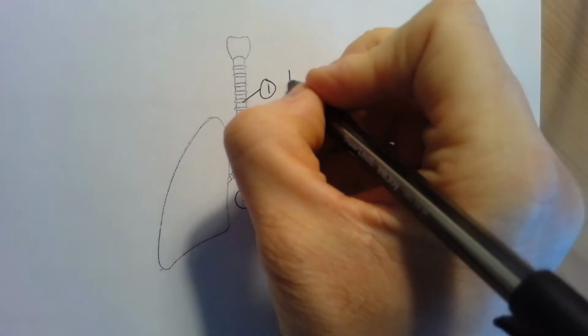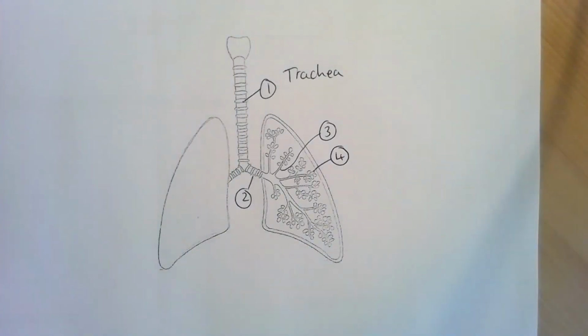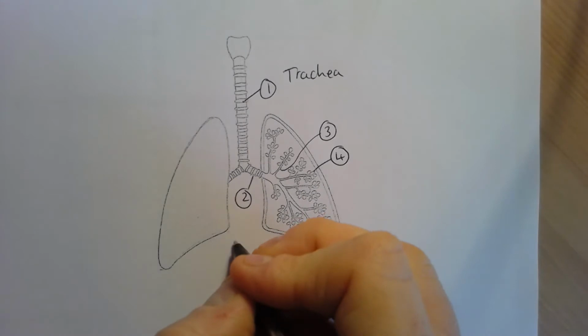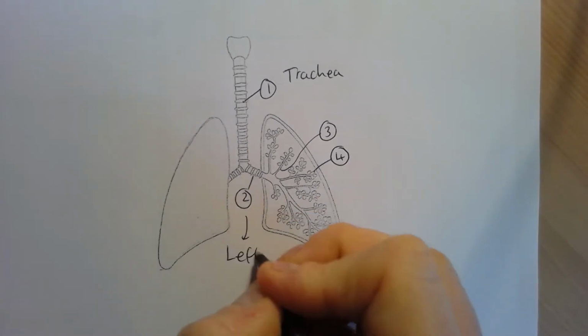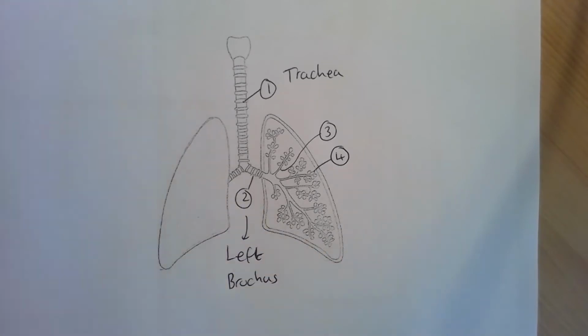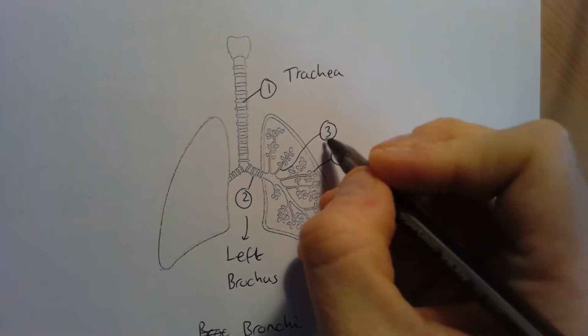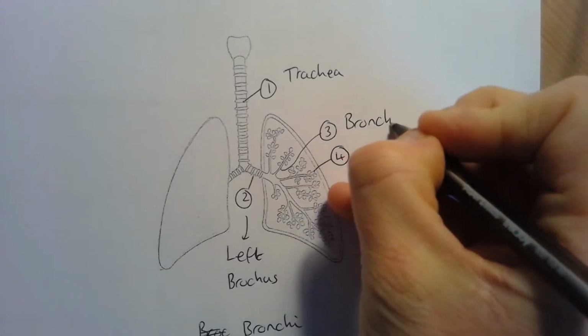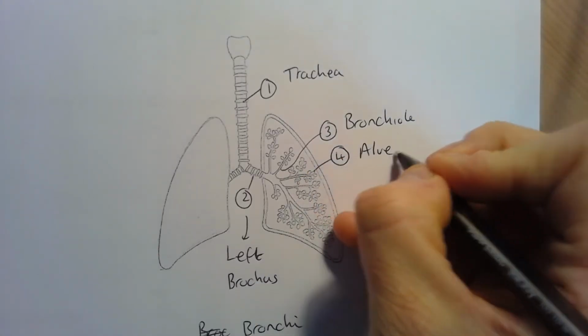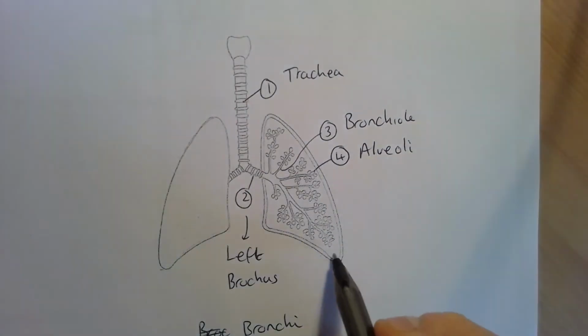Right, so hopefully you should have labelled this as the trachea, this as the left bronchus. Something I want to clarify from last lesson: if we're talking about more than one bronchus, so the left and right bronchi, then we use the word bronchi, which is the plural form of it. 3 is a bronchiole, and 4 are the alveoli. You might also have labelled this as the left lung and this as the right lung.